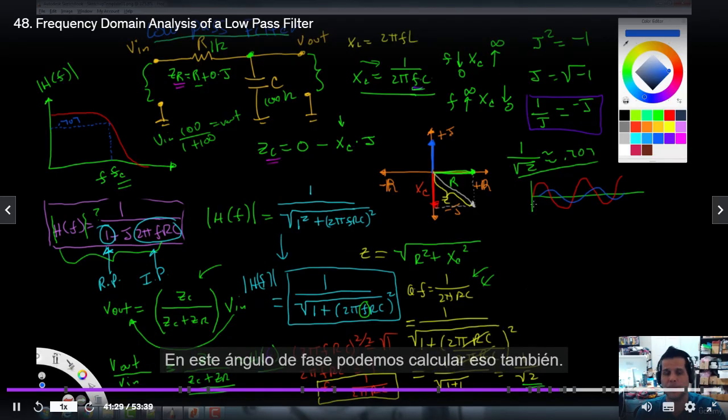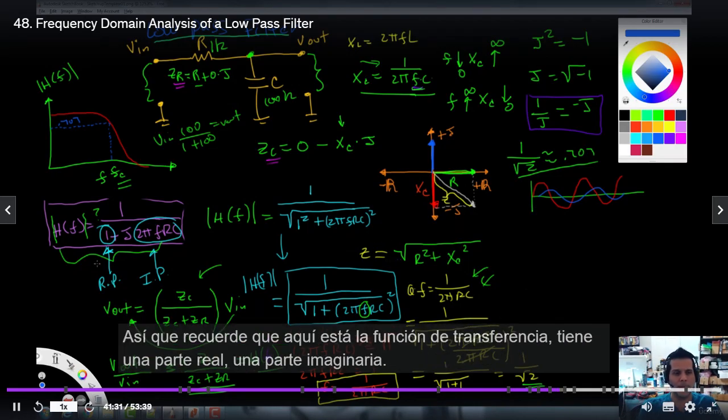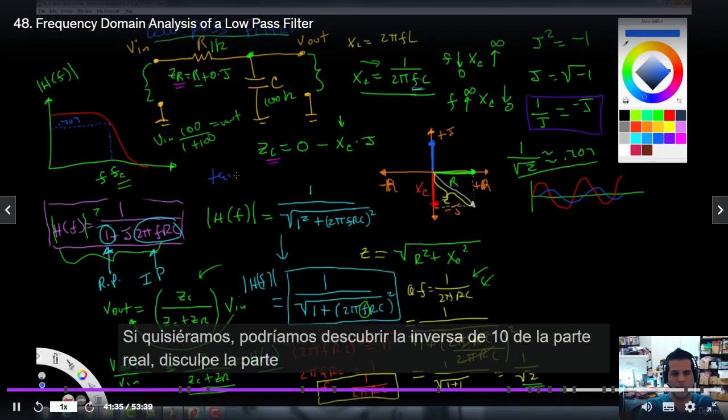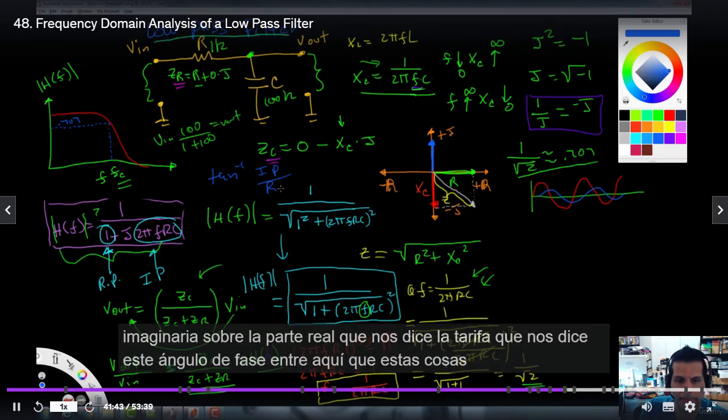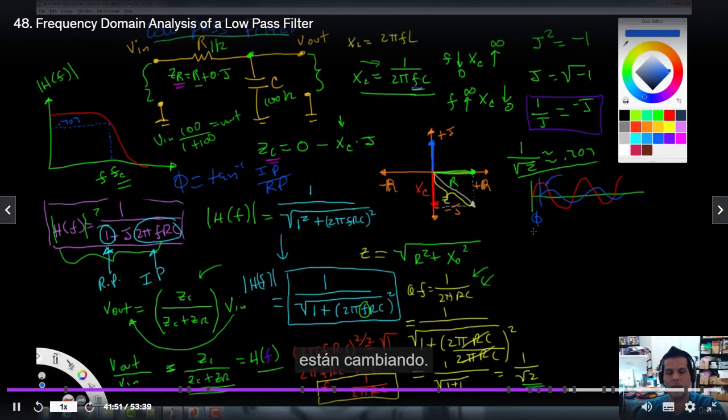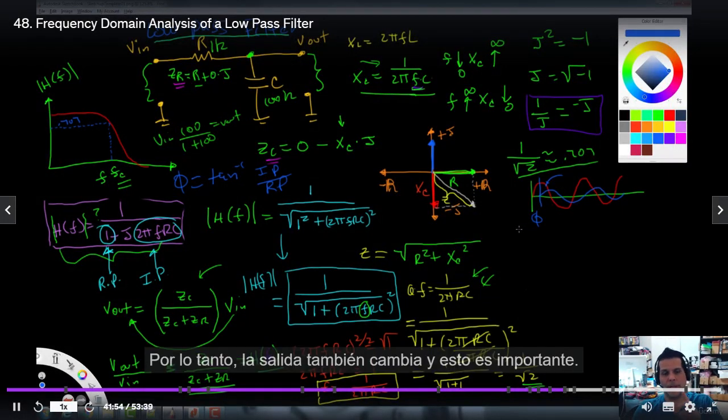In this phase angle, we could figure that also. So remember, here's the transfer function. It's got a real part and an imaginary part. If we wanted to, we could figure out the tan inverse of the imaginary part over the real part. That tells us the phi. That tells us the phase angle between these signals, that these things are shifting. So the output also gets shifted, and this is important.